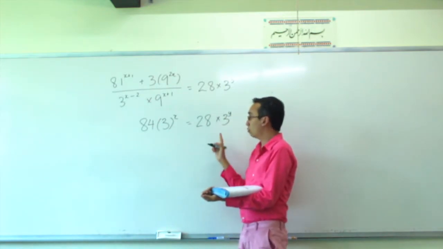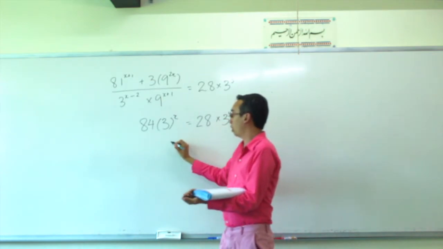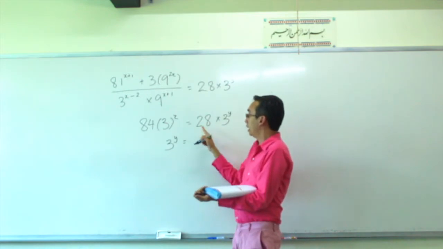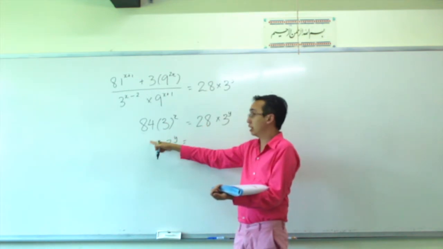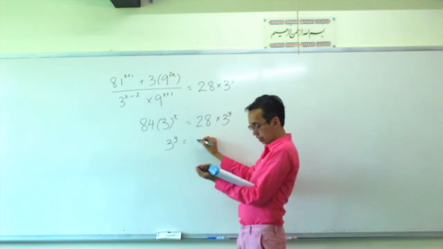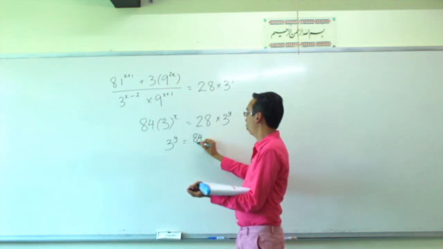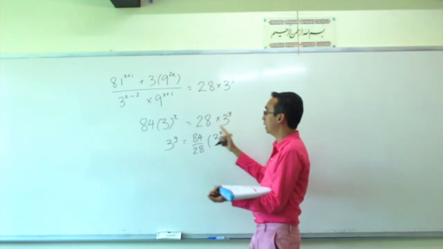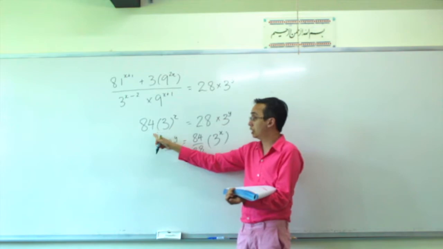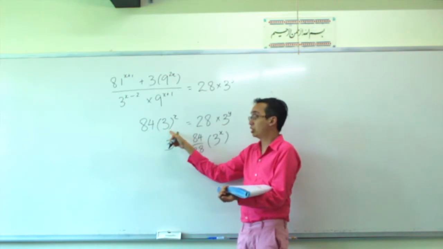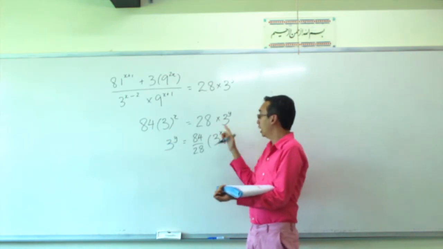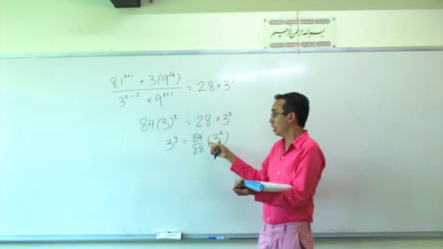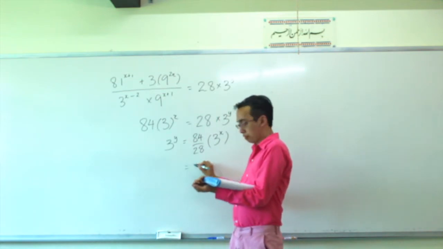For the book, they put the 3 to the power of y over here, and then after that, they divide 28 to the other side. That means 84 divided by 28, so you get 84 over 28 times 3 to the power of x. So basically, they just shift this here. This 84 divided by 28 times 3 to the power of x is written on the right side, and then 3 to the power of y is written on the left side, but it means the same thing. 84 divided by 28 happens to be 3.